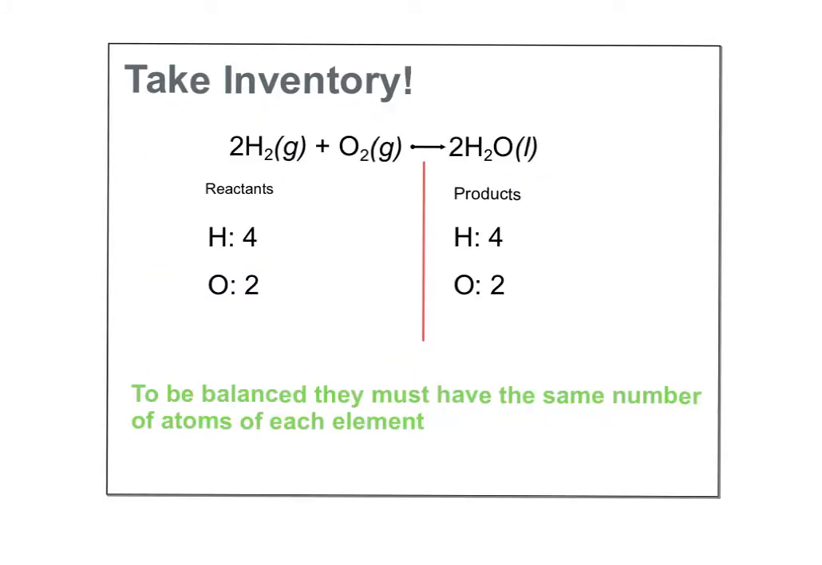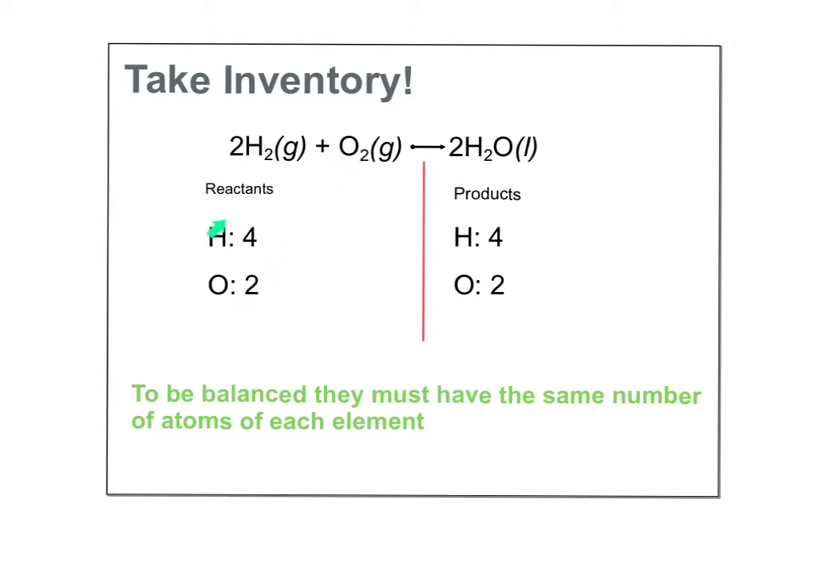So let's take inventory. Here's that balanced equation we already looked at. It is already balanced, so let's prove it. On my reactant side, the only elements I see are hydrogen and oxygen. And then on the product side, hydrogen and oxygen. Now I'm going to count the atoms, just like we learned how to count. There are 2 little hydrogens here, but 2 of those molecules, so 2 times 2 gives me 4. There's 2 oxygens and a 1 in front. 1 times 2 gives me 2.